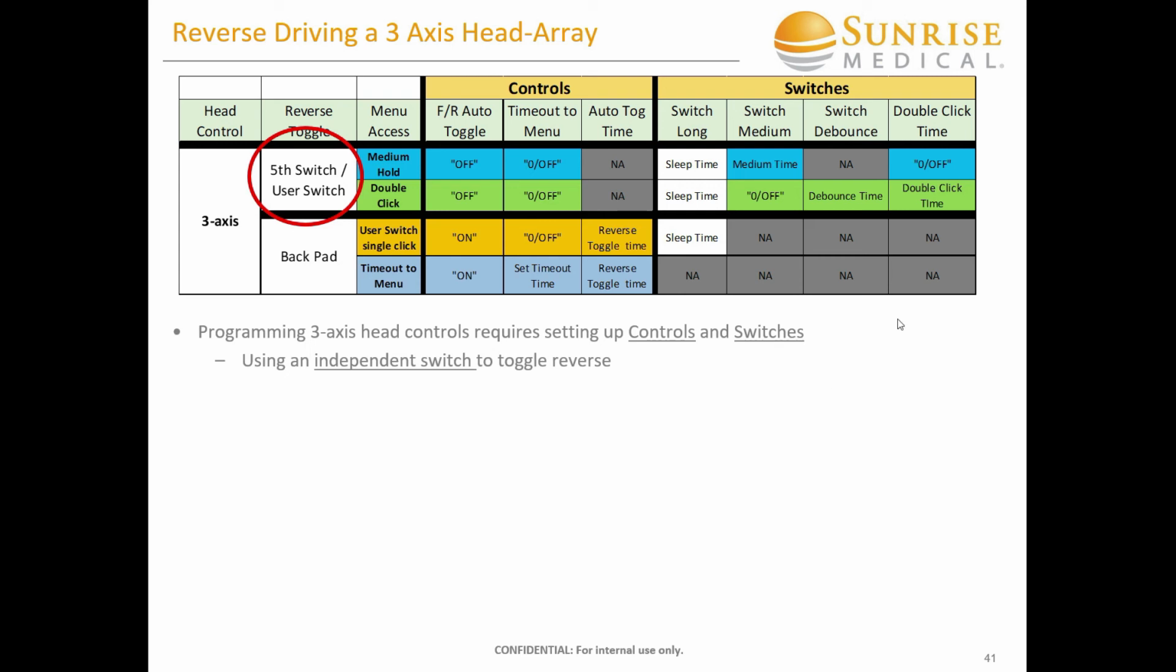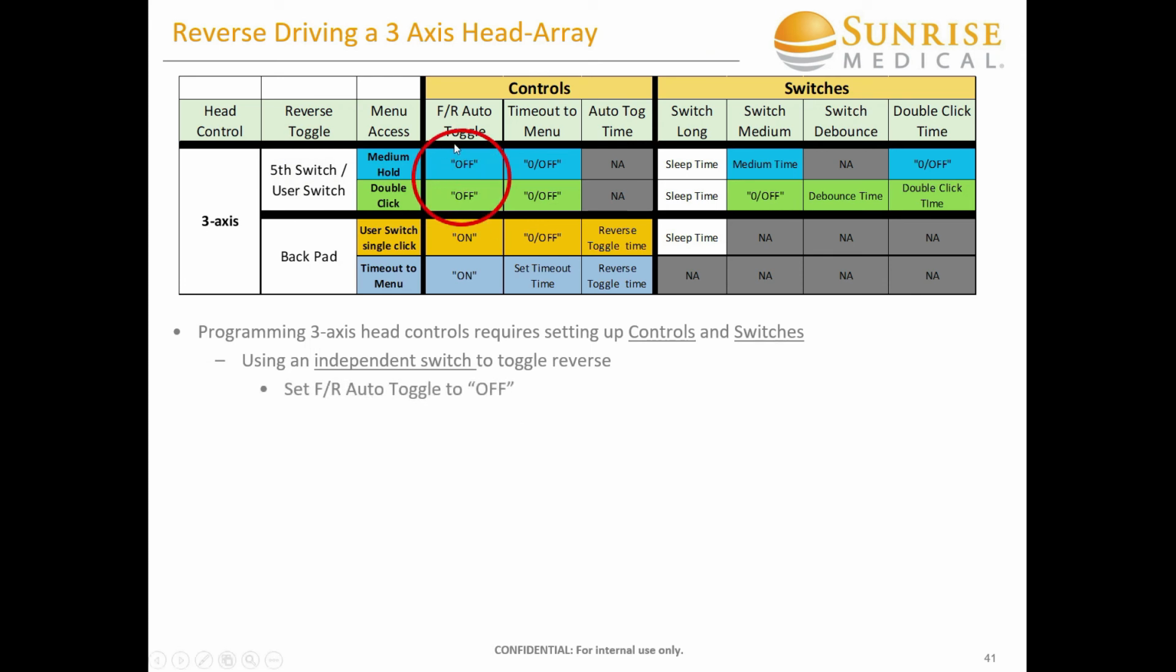So if my choice is, hey, let's use a 5th switch or maybe a user switch, we're going to either use a chin control or a chin switch in order to toggle the rear pad, or we're going to use something maybe in the head control itself, a fifth switch there. Either way, this works the same. So we're going to use either an independent switch to toggle those directions, forward and reverse.